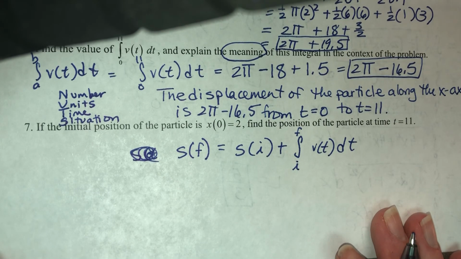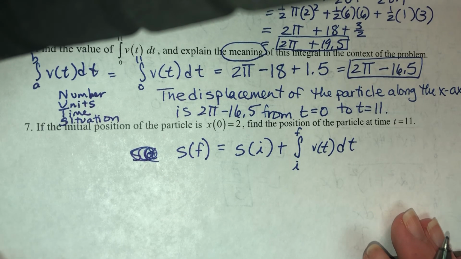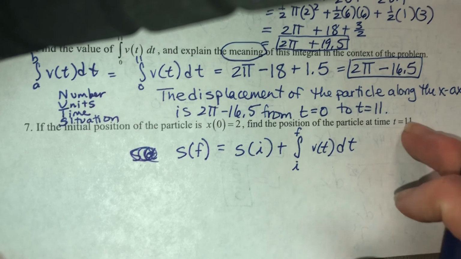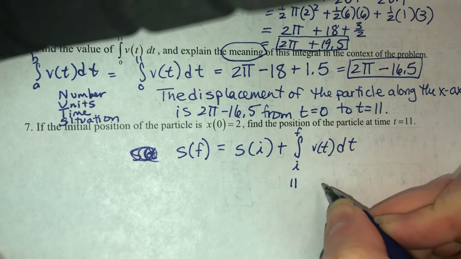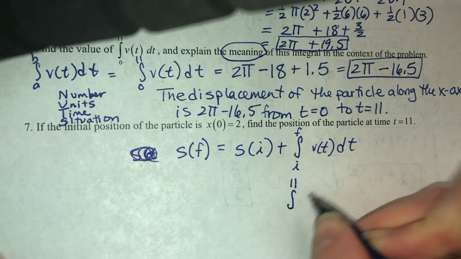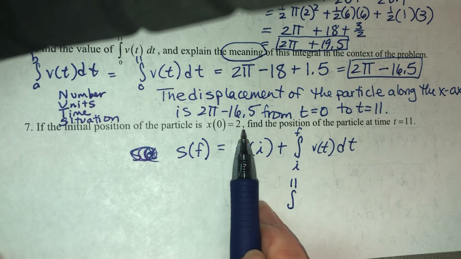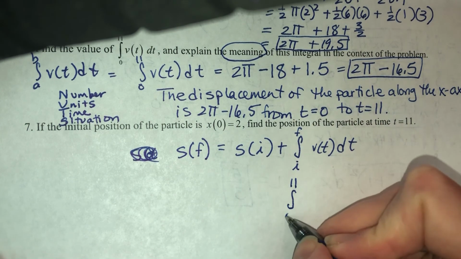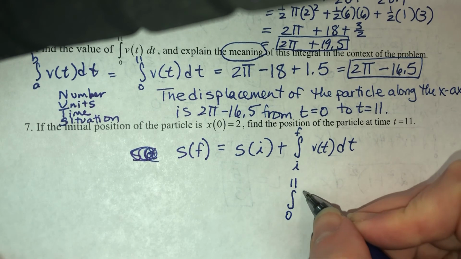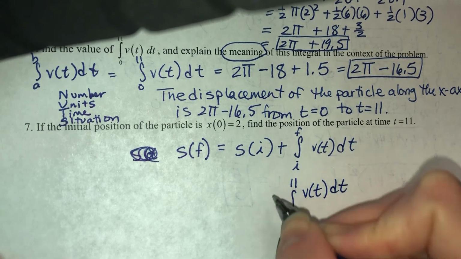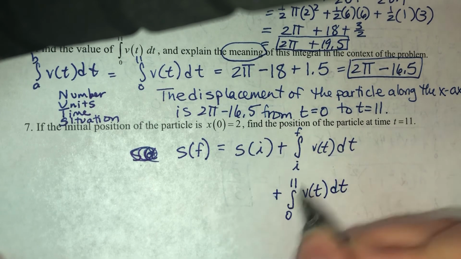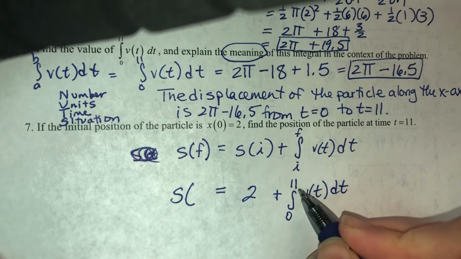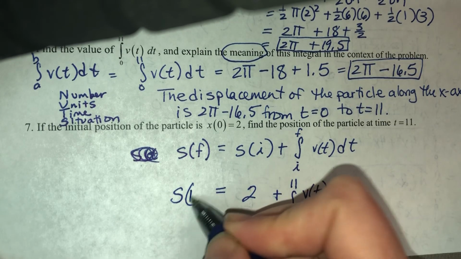So let's fill in what we know. Well, we want to find the position of the particle at the time t equals 11. So that's our final time. So 11 is the final time. Okay, what's the initial time? Well, x of 0 equals 2 is the initial position. So at 0 is the time that occurs. So 0 goes here. And then we've got v of t dt. The initial position is 2. And we're trying to find the final position, which is at the time 11.